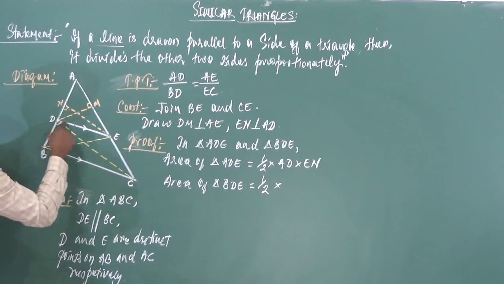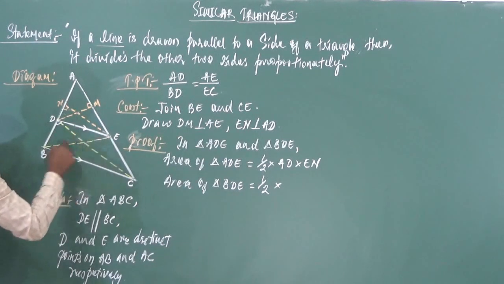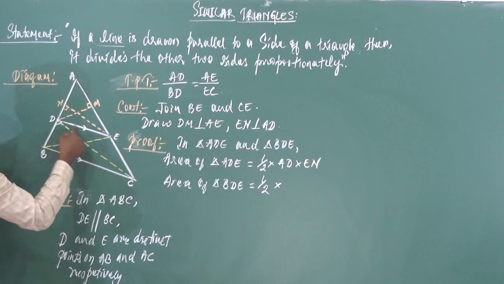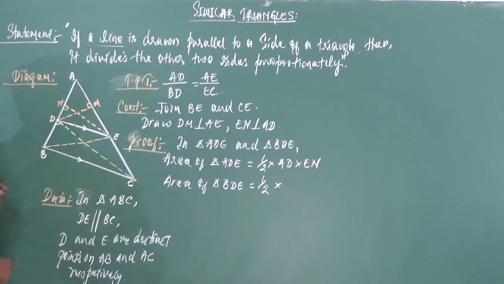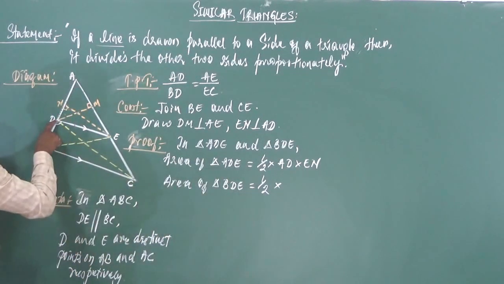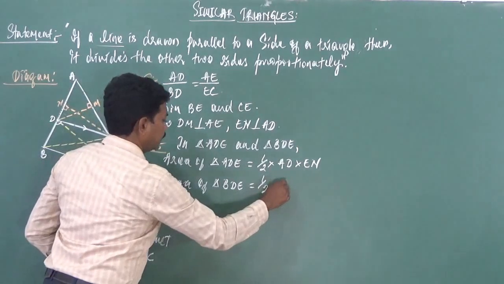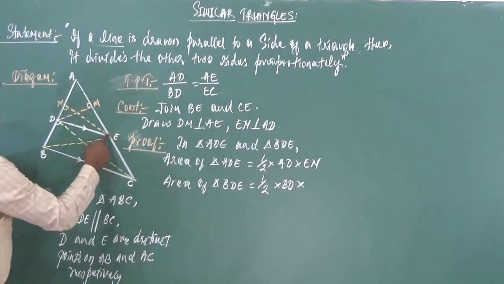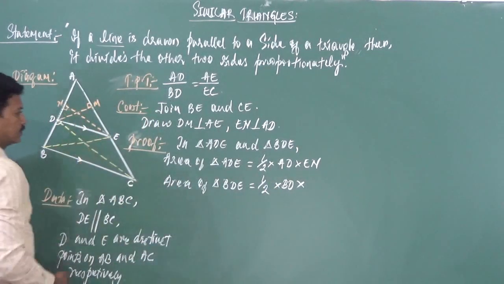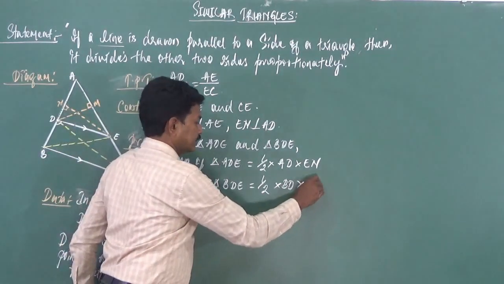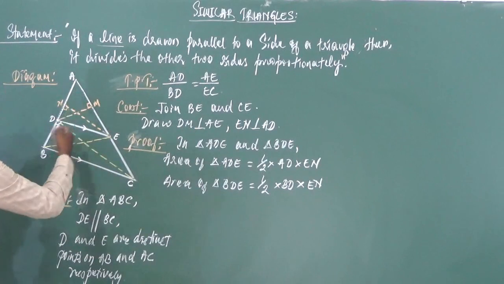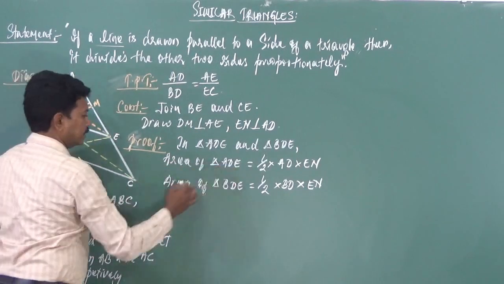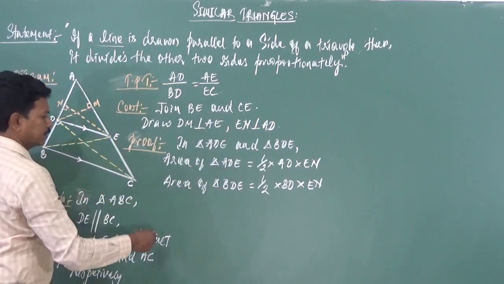So here, according to lemma 1, triangle BDE is an obtuse angle triangle. Therefore, its height lies outside the triangle. So area of triangle BDE is equal to half into BD as the base and EN as the height. Now let us take the ratio between the area of triangle ADE and the area of triangle BDE.